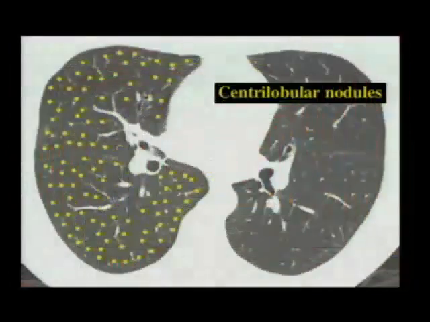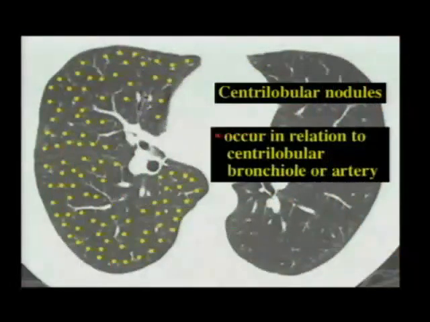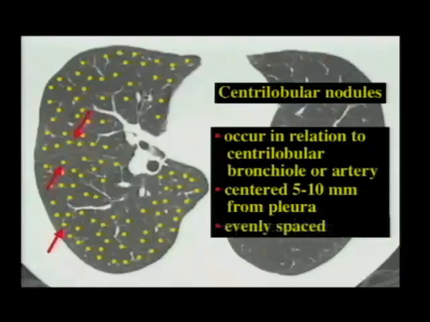The third pattern we can recognize is so-called centrilobular, where nodules are occurring in relation to the centrilobular artery or bronchiole. Because of that, the most peripheral nodules you see will be centered from 5 to 10 millimeters from a fissure or from the pleural surface. When a nodule is large, it may touch the pleural surface, but these nodules do not arise at the pleural surface, as do nodules in both a perilymphatic and random pattern.